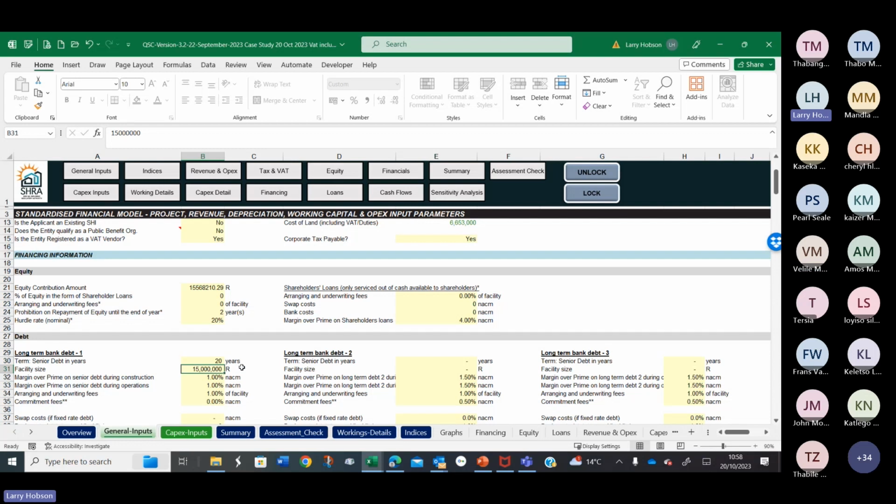I've just entered a facility size to make sure we've got enough to cover the possible loan that we might have to take. If you enter 0 here, you'll get a message on the summary page to say you've exceeded your facility. So I've built in a facility of 15 million. All these different rates are defaults entered into the QuickScan C as you would get it.